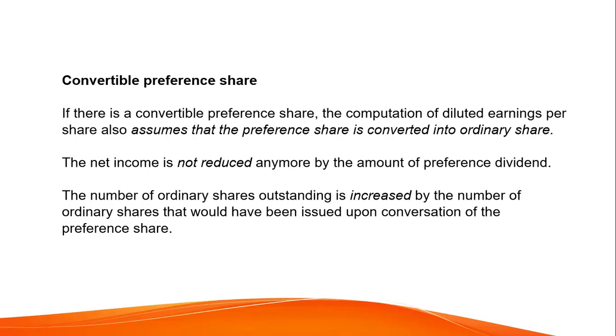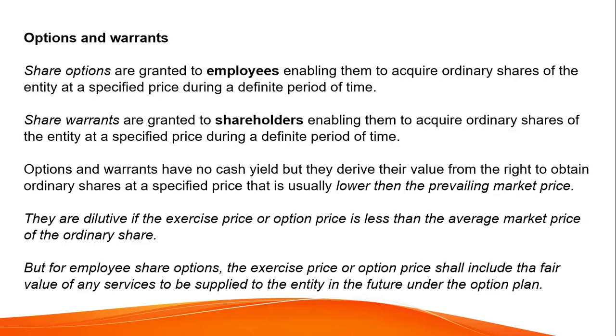Now, the convertible preference share. The computation of diluted earnings per share also assumes that the preference share is converted into ordinary shares. Net income is not reduced anymore by the amount of preference dividend. The number of ordinary shares outstanding is increased by the number of ordinary shares that would have been issued upon conversion of the preference share. To repeat, the net income is not reduced anymore by the amount of preference dividend.